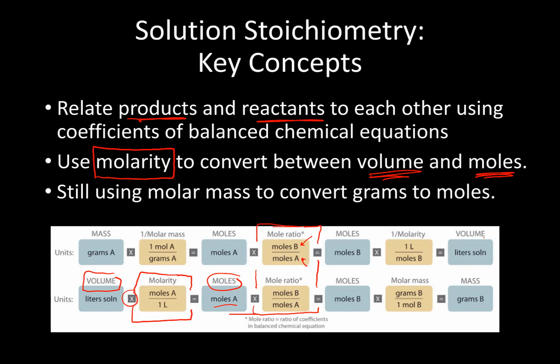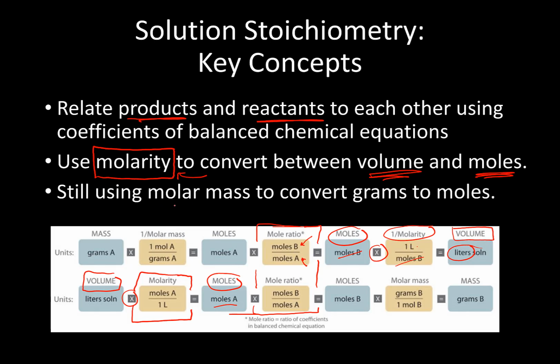And then you can go the other way. If you have moles and you want to find volume, you can multiply moles by 1 over molarity. So the moles are on the bottom and the liters are on the top because you want those moles to cancel so that you're left with liters. So this is the new piece in solution chemistry that you're adding in.